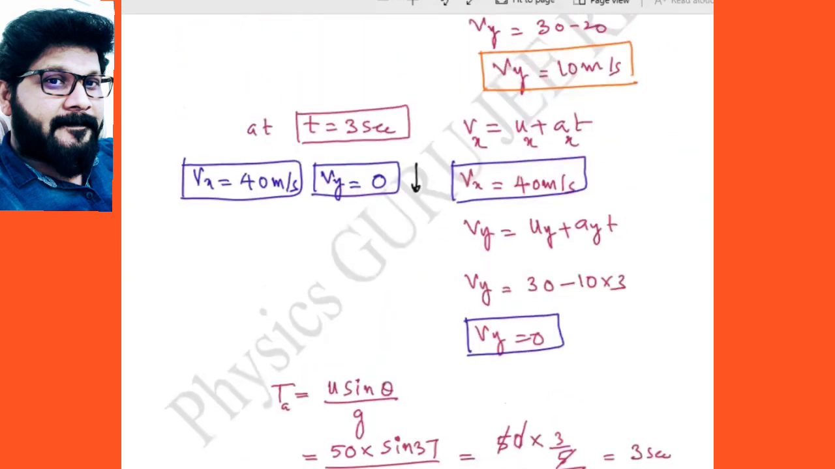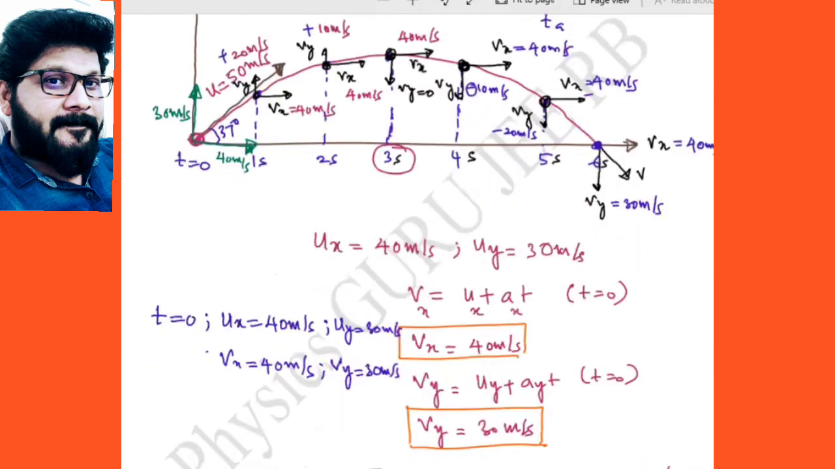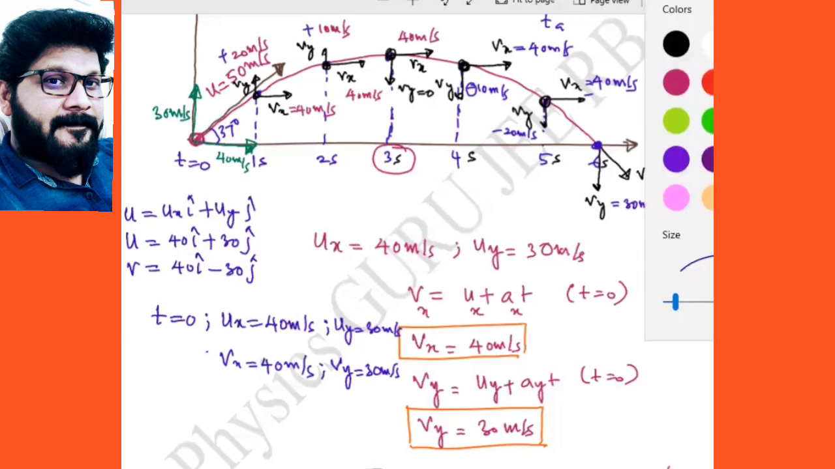What are the things that I can write here? Let us see. Initial velocity u is equal to ux i cap plus uy j cap. Am I right? Initial velocity u is equal to 40 i cap plus 30 j cap. So final velocity before touching the ground is 40 i cap minus 30 j cap. That means it has just reached the ground after 6 seconds. That is the meaning of that, right?